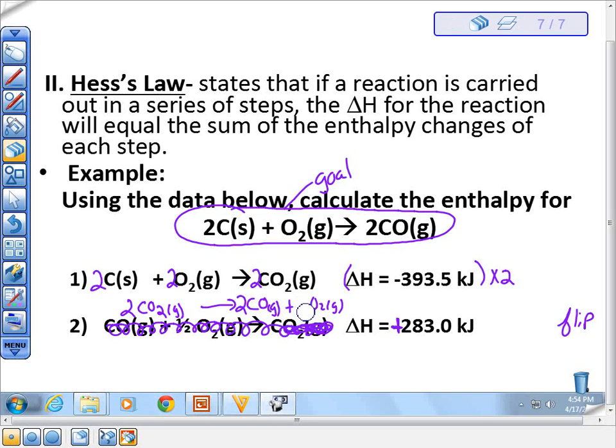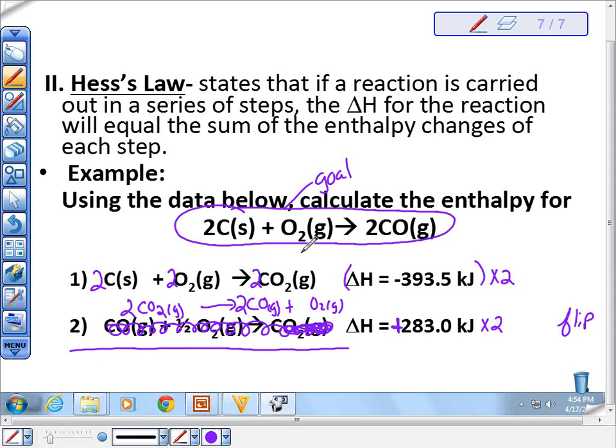So I'm just going to erase that right there. So I multiply this equation by 2. So I'm going to put times 2 here as well. So now to see if I've done all this right, I'm going to combine my number 1 equation and my new number 2 equation and see if it equals my goal that's up there.